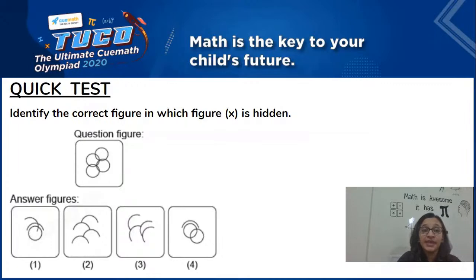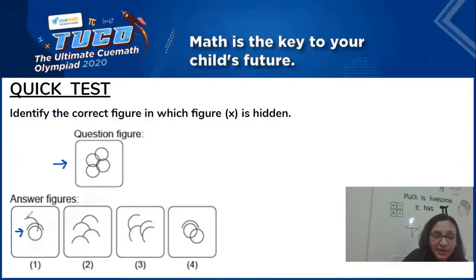So here it says, identify the correct figure in which figure X is hidden. Basically what we have here is a question figure, which is this, and we've been given 4 options. Now we need to find whether any of these 4 is present in the question figure. Do we have any pattern anywhere in this question figure with shapes similar to this? That is what the question is.